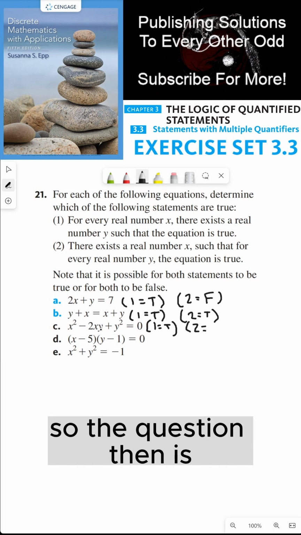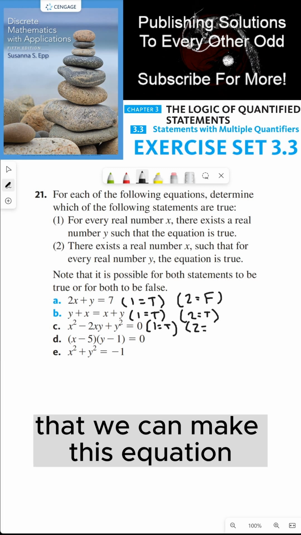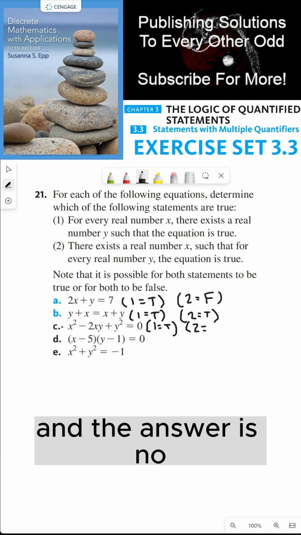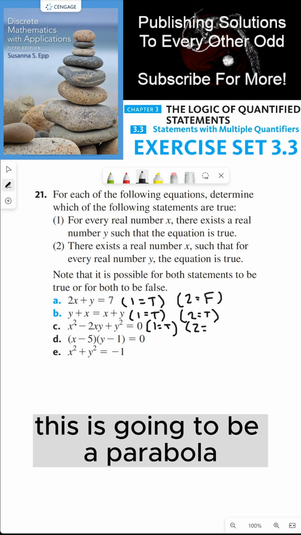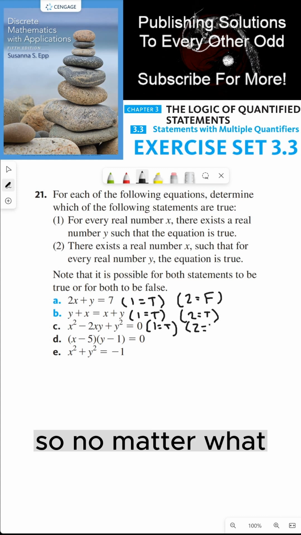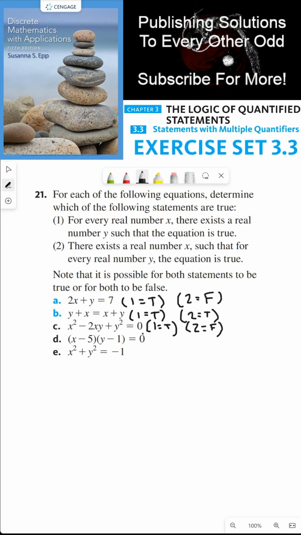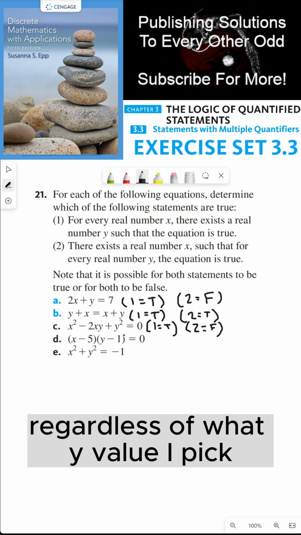So the question then is there an x value that we can make this equation simpler than a parabola? And the answer is no. No matter what x value you pick, this is going to be a parabola. So no matter what, 2 is going to be false. There does not exist a real number that makes it so that the output of this parabola is always 0, regardless of what y value I pick.